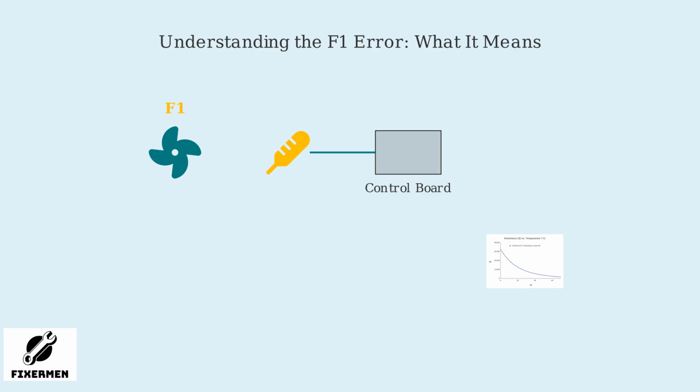The thermistor works by changing its electrical resistance based on temperature, as shown in this resistance curve. This wiring diagram illustrates how the sensor connects to the AC's electrical system, allowing it to send signals to the control board. Understanding this sensor's role helps explain why an F1 error occurs and why it's important to address it promptly for proper AC operation.